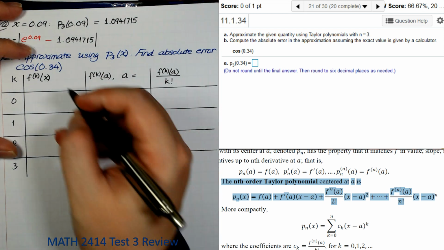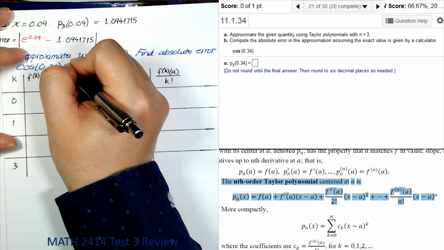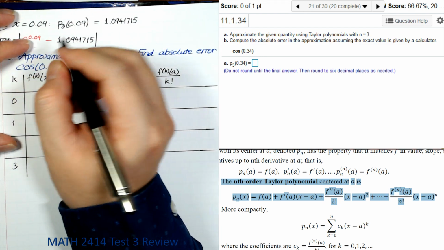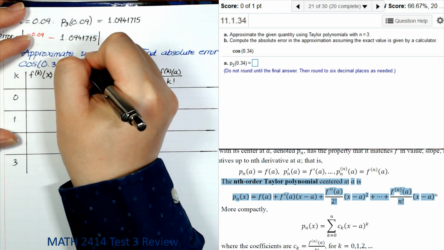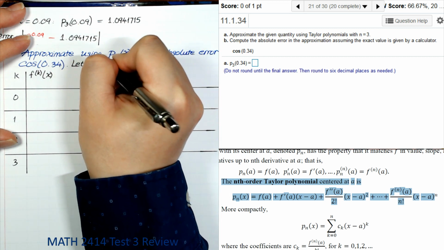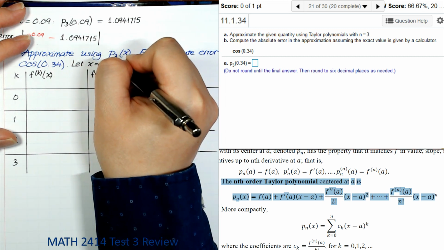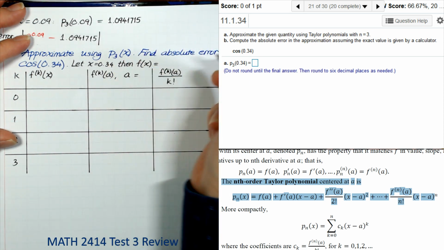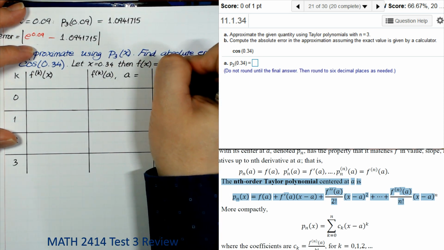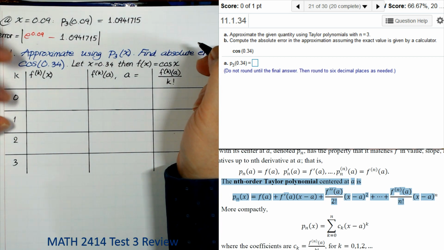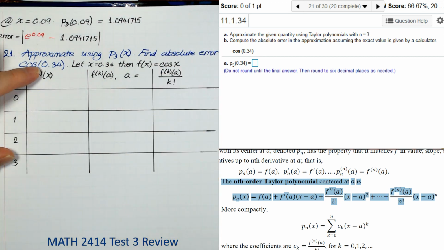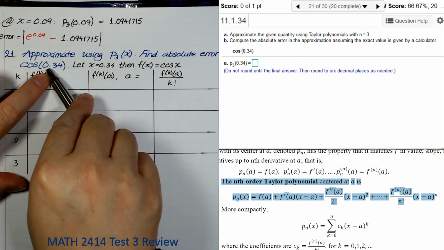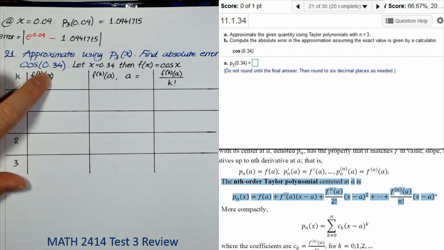So first, for this one, if we let X equal to 0.34, then we have the function. And once we have the function, we can choose something that is close to a nice value. So I could choose center as 0.